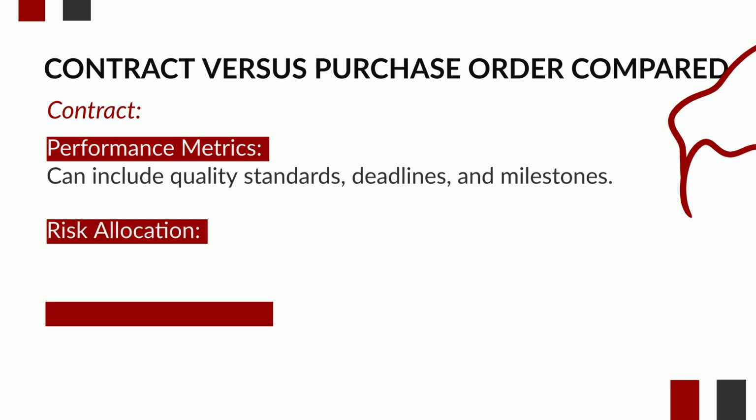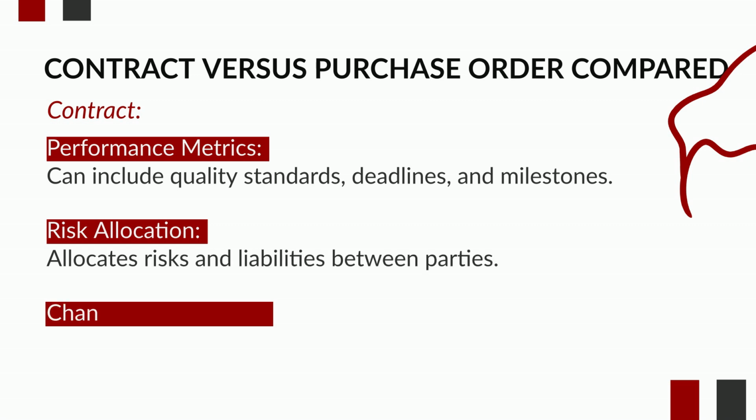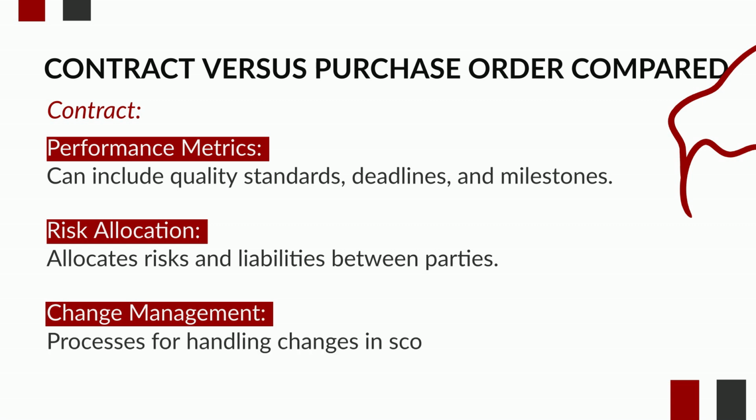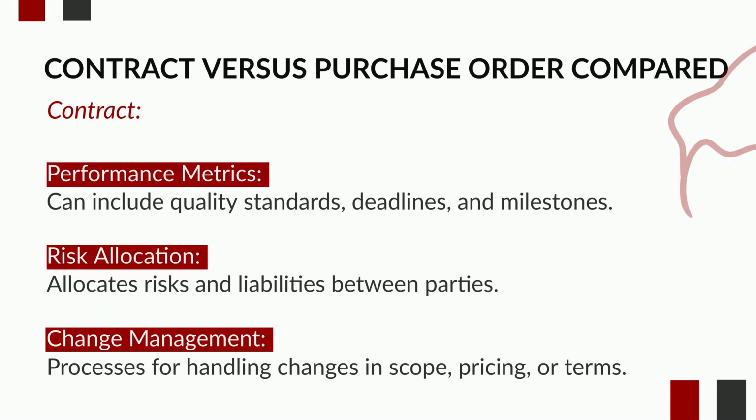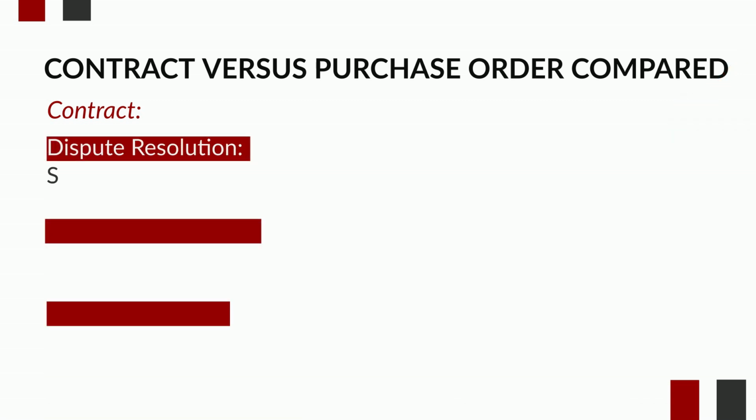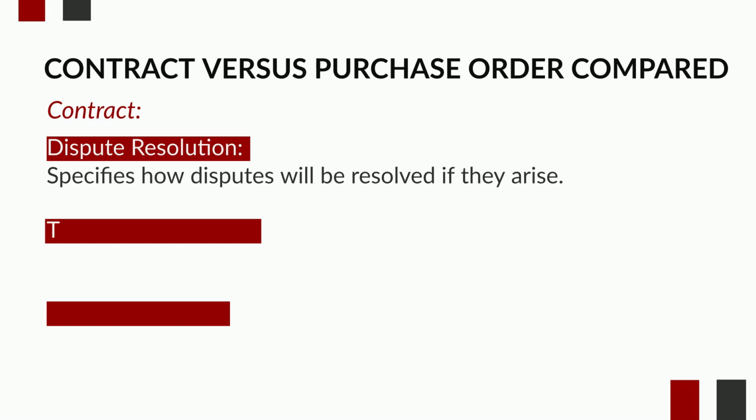Risk allocation. Allocates risks and liabilities between parties. Change management. Processes for handling changes in scope, pricing, or terms. Dispute resolution. Specifies how disputes will be resolved if they arise.